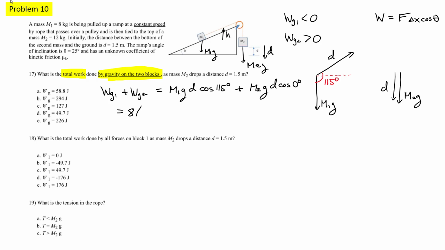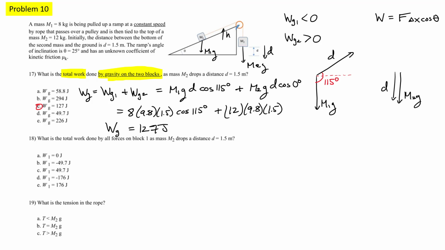So you get 8, 9.8. That distance is 1.5. Cosine of 115. And plus m2 is 12. Little g again, 9.8. I could have factored that out to simplify this, but let's just keep going. And at the end, I'm going to get that the total work done by gravity, just call it WG now, the total, which is the sum of both of those terms, gives me 127 joules. All right, and that there corresponds to choice number C. All right, what about the next one?